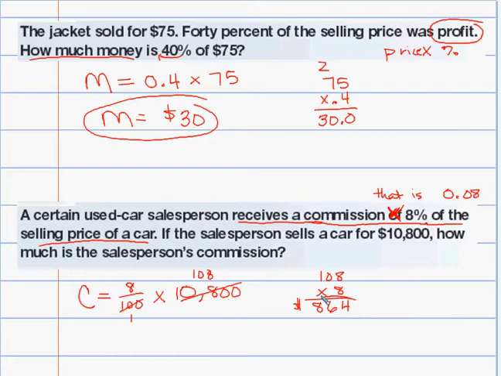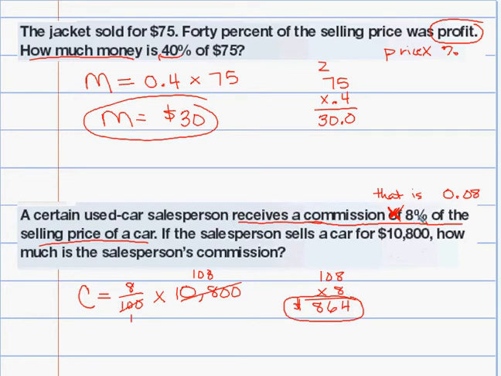$864. Now, this is one of those times where you need to ask yourself if your answer is reasonable. If he's getting paid, commission is how much money he gets paid to sell this vehicle. Okay, he's not going to get $10,000. He's not going to get more than $10,000. I mean, the dealership's only getting $10,800. So the salesperson is going to get 8% of that.